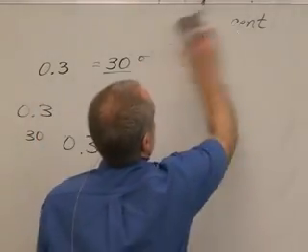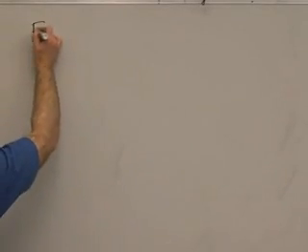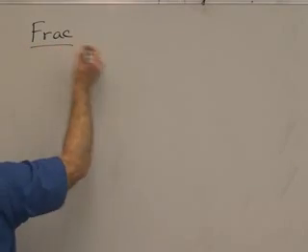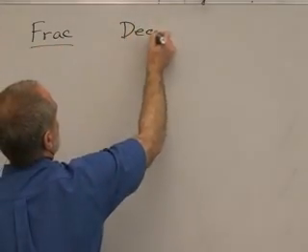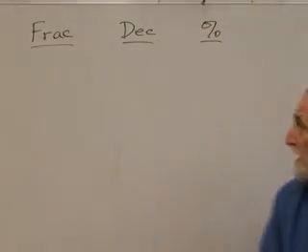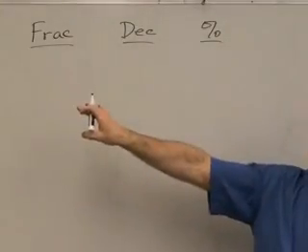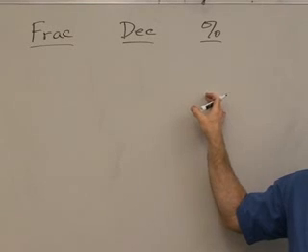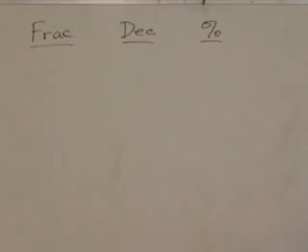Now, here's what's going to be on the test. I'm going to have 3 columns. One will be a fraction, one will be a decimal, one will be a percent. And I'm going to have something in one of those columns, and you're going to have to fill in the other 2 columns. So let's do some examples like that.